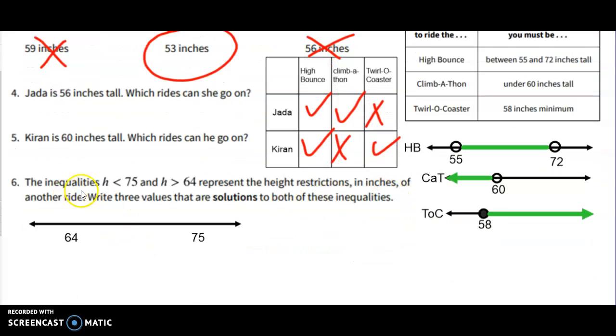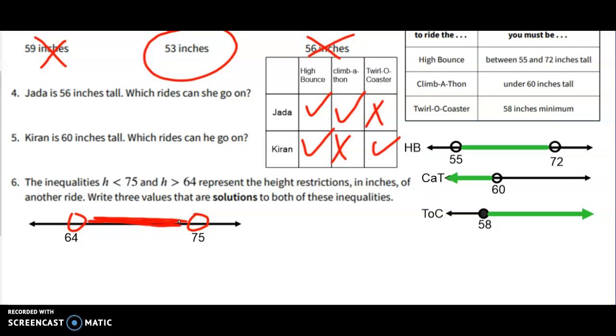So here are the inequalities. H is less than 75, and H is also greater than 64. Represent height restrictions in inches of another ride. Write 3 values that are solutions. Well, if H is less than 75, we're not going to include 75. And H is also greater than 64, and we're not going to include 64. It has to be in between these two numbers.